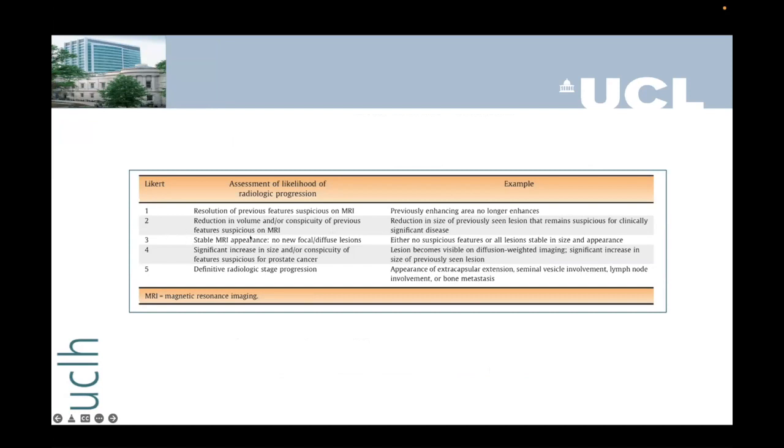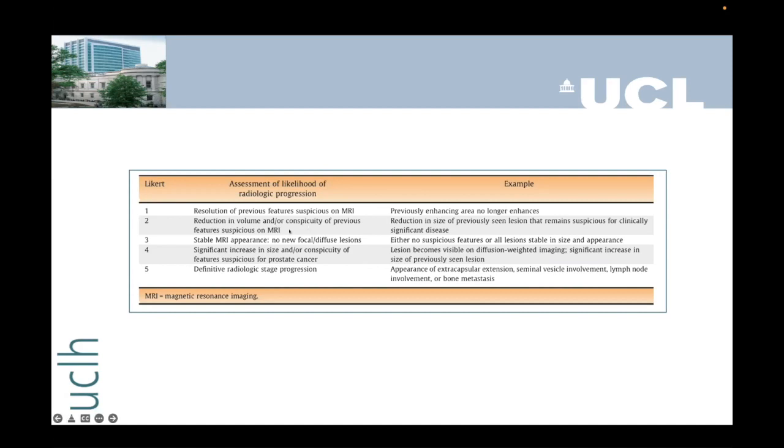Precise 3 means that your MR is stable, there are no new lesions or diffuse lesions, or your tumor has not changed in terms of size or appearance. On the other hand, if you have a precise score of 1 or 2, you have radiological downgrade, meaning that if you have a 2, you will have a reduction in volume and conspicuity, but there is still some suspicion for clinical prostate cancer. If you have a Likert score of 1, it means that you have no longer features suspicious on MRI. So for example, a previously enhancing area that no longer enhances.